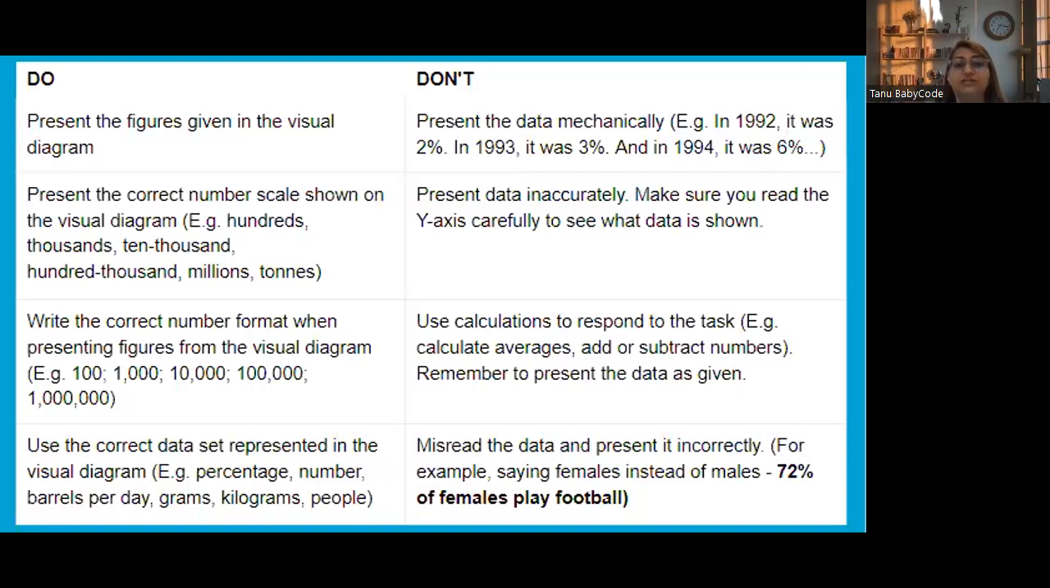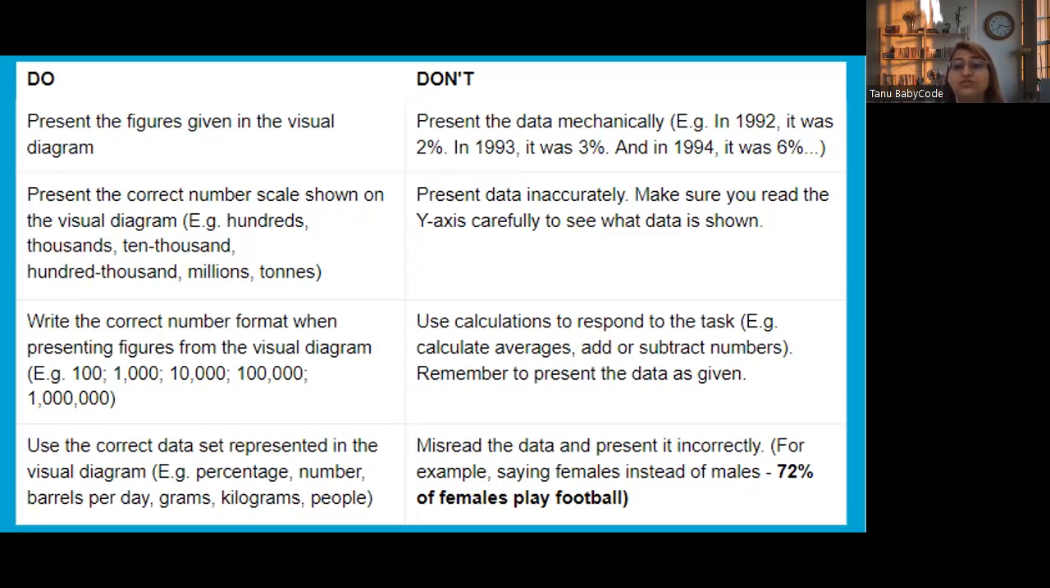Now, what are the do's and don'ts? Do's: present the figures given in the visual diagram. Present the correct number, like hundreds, thousands, 10,000. Write the correct number format also when it is hundred, thousand. Correct data represented in the visual diagram, that means kilograms, percentages, number of barrels. So whatever is there, you have to present.